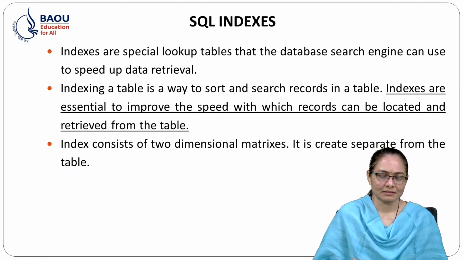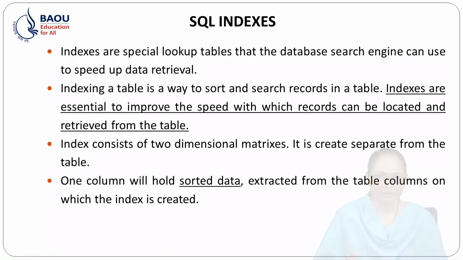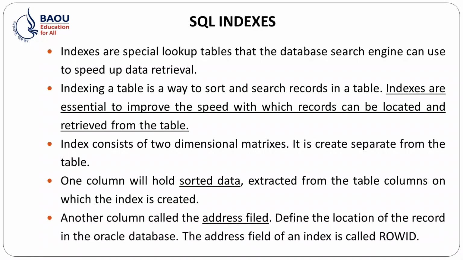The index consists of two-dimensional matrices. It is created separate from the table. One column will hold sorted data extracted from the table columns on which the index is created. Another column is called the address field. The address field defines the location of the records in the Oracle database. The address field of the index is called the row ID.